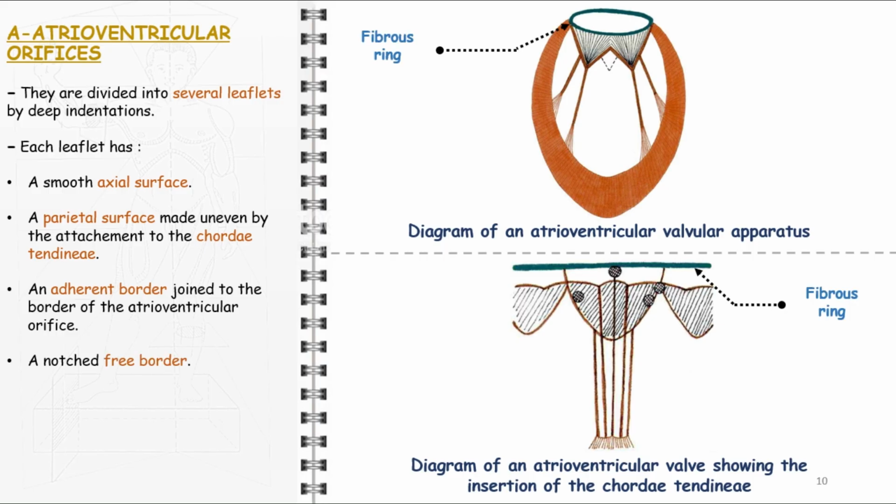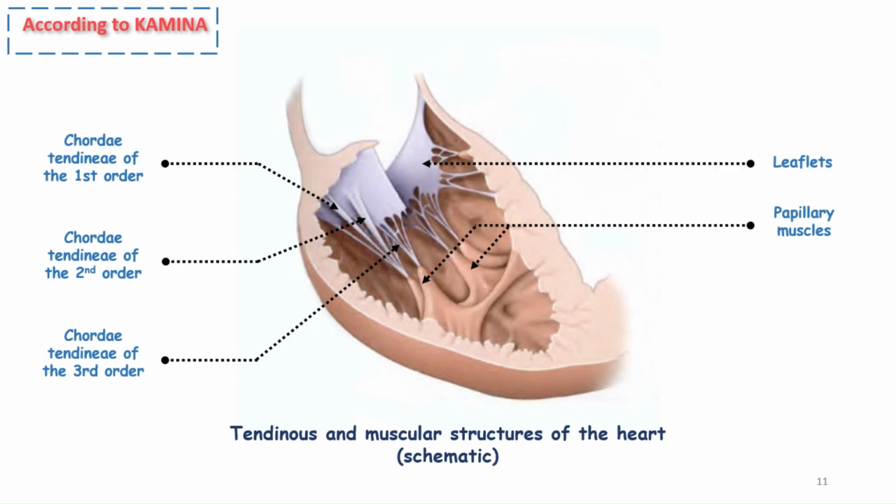The schematic illustration shows the tendinous and muscular structures of the heart, specifically highlighting the chordae tendineae and their connections between the papillary muscles and the valve leaflets. According to Kamina's classification, the chordae are divided into three types.